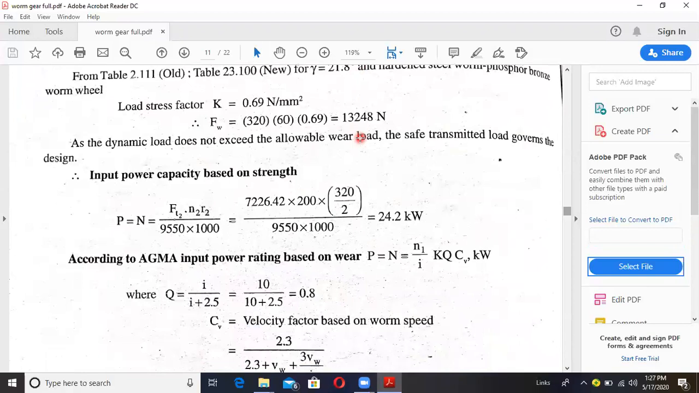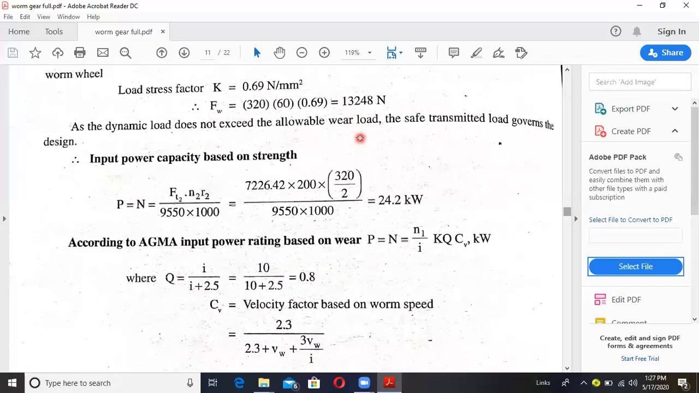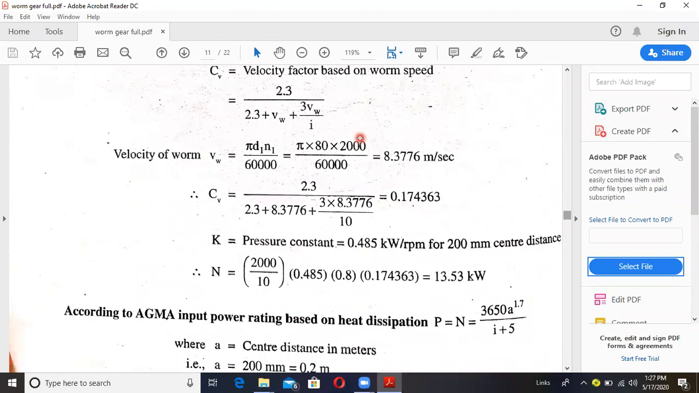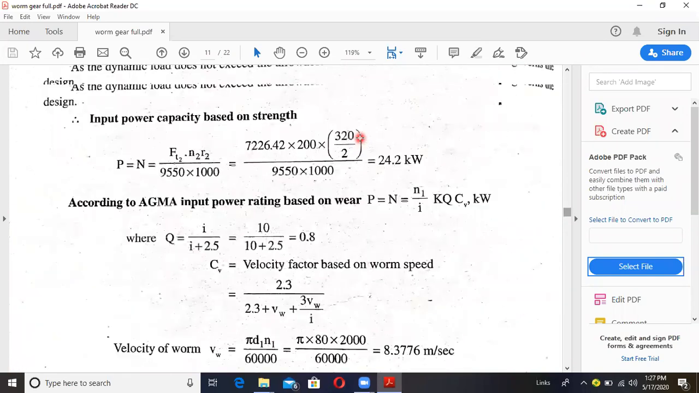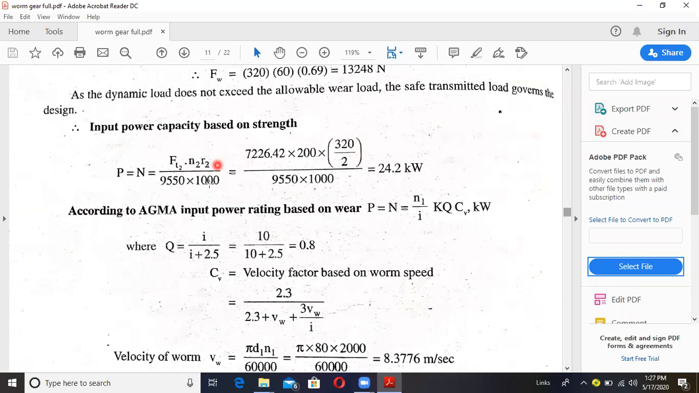They told in the question to calculate the power. In the question they have not given the power, so we have to calculate it. Power can be calculated here by using three formulas. First formula, by using input power capacity based on the strength.